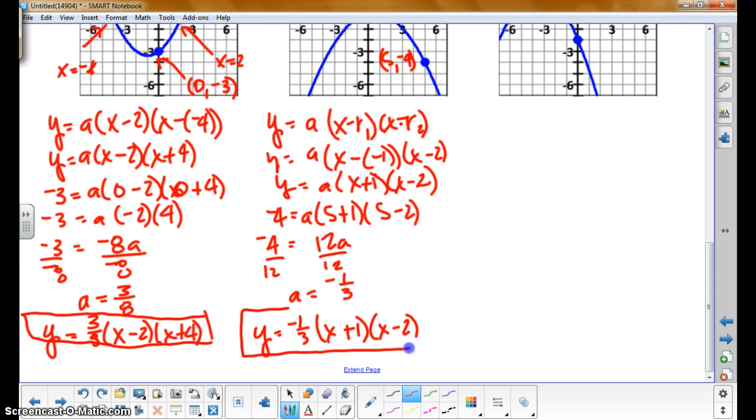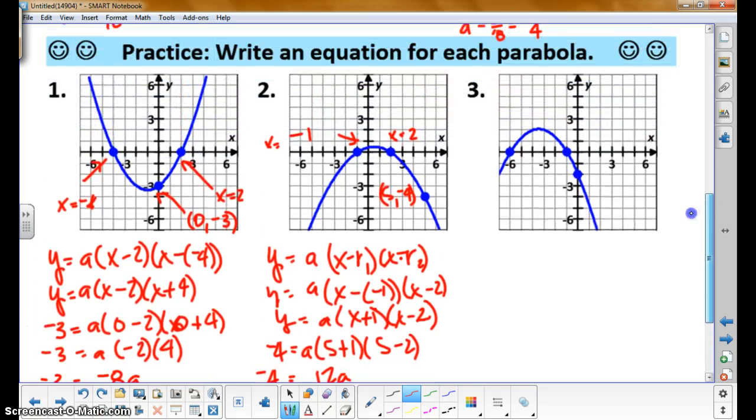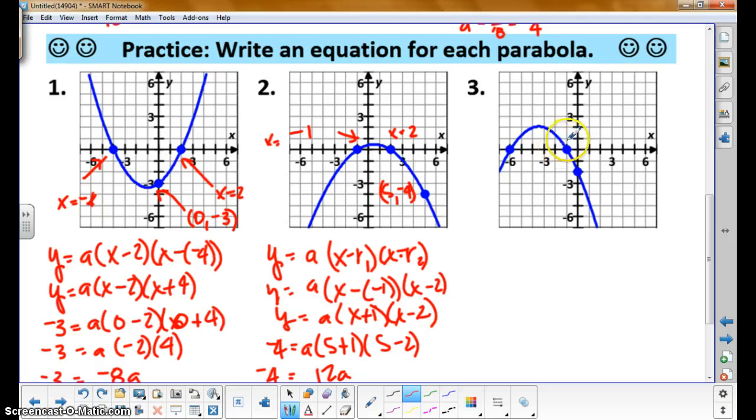So we go back and ask ourselves, since our a value is negative, does it point down? Yes, it does. And since this value is less than 1, it's going to be pretty wide, and indeed this is a wide parabola. Okay, I'm going to work through one more.